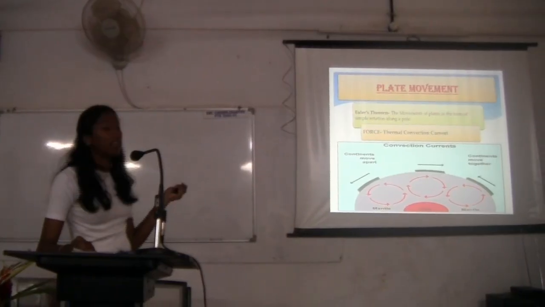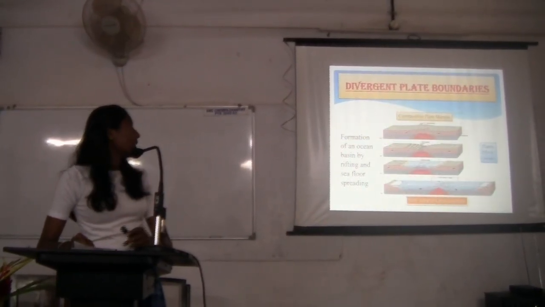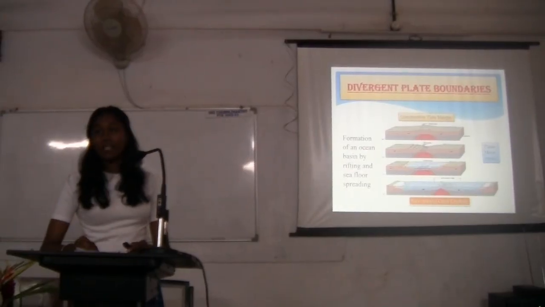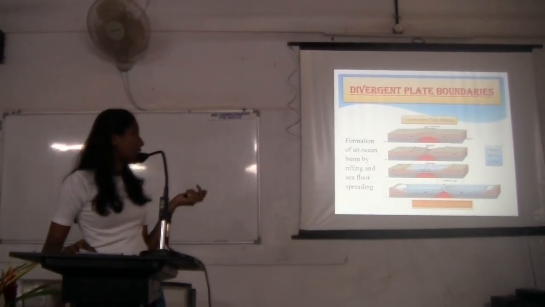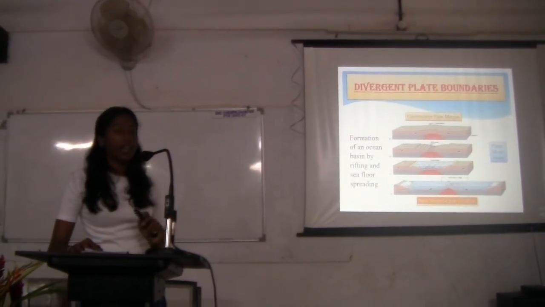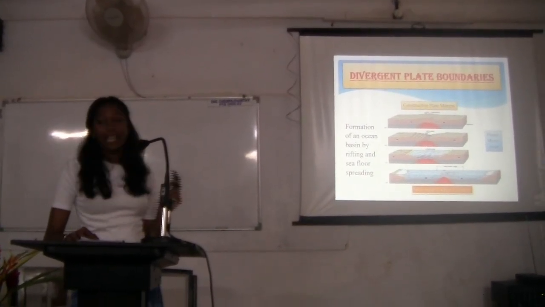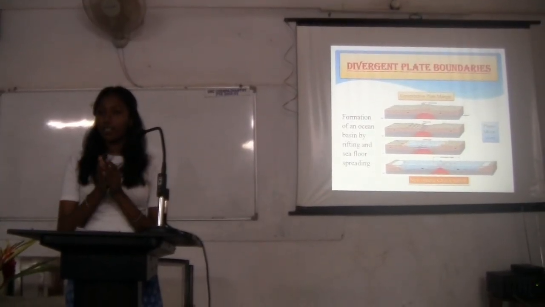There are three major types of plate boundaries. The first one is the divergent plate boundary. It simply means that the plates move far away. An example of the divergent plate boundary is sea floor formation, the formation of an ocean basin by rifting and sea floor spreading. It is a constructive type of plate margin when two plates move away.